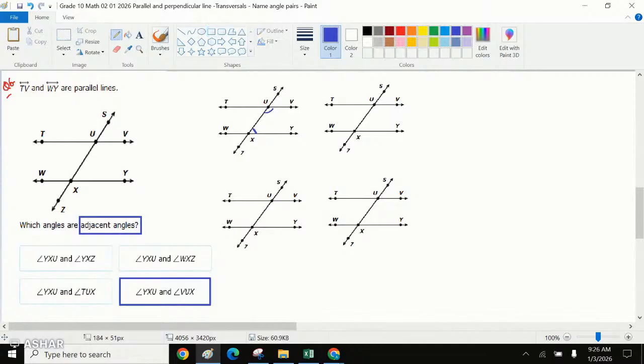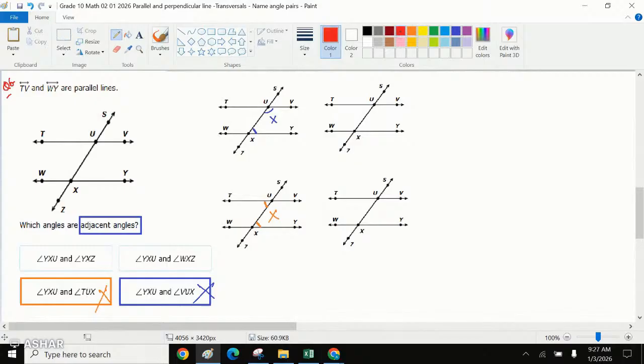YXU and TUX are not adjacent angles. The next option we have is XYU, TUX, whereas, sorry, YXU and TUX, right? So these are alternate angles. This is still not adjacent, right?